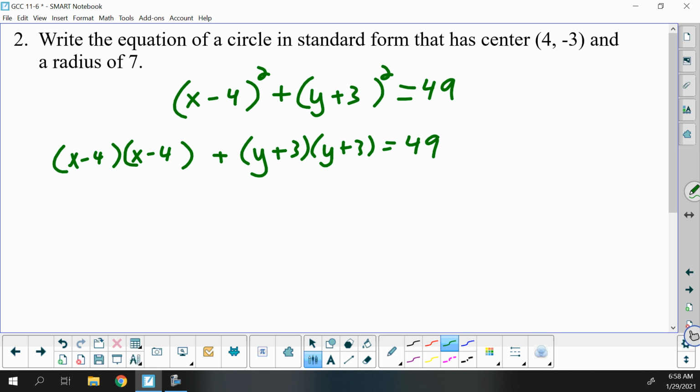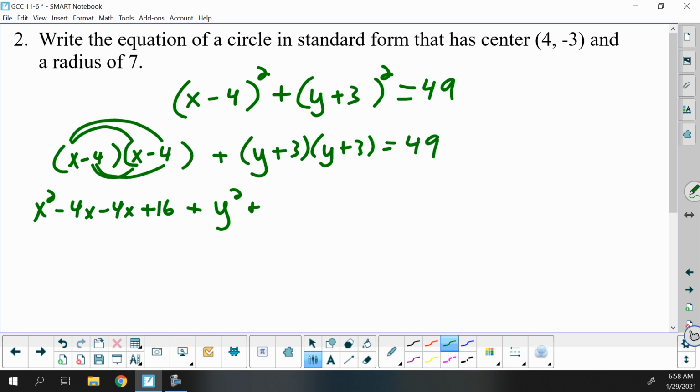And then we're going to have to FOIL each of those out. So x times x will give us x squared. X times negative 4 is negative 4x. Negative 4 times x is negative 4x. And negative 4 times negative 4 is plus 16. A similar idea for the y's, we'll get y squared plus 3y plus 3y plus 9 is equal to 49.